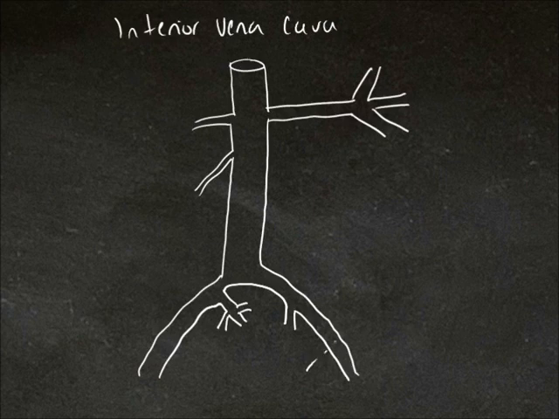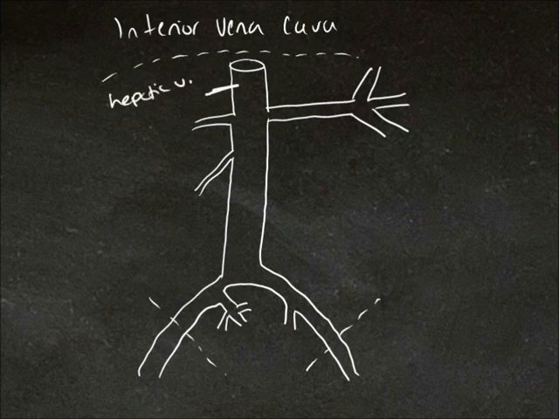Okay, moving on to the inferior vena cava now. This is after the inferior vena cava has passed through the diaphragm. Okay, the first one we have here is the hepatic vein. Moving down, we have the right renal vein, and coming off it, the right suprarenal vein.